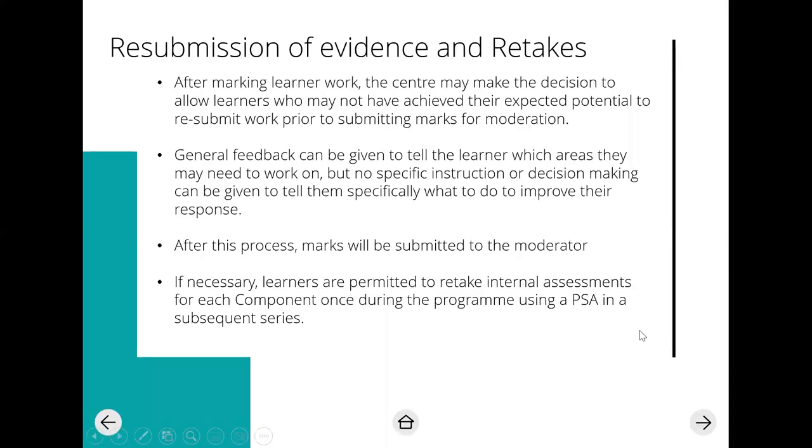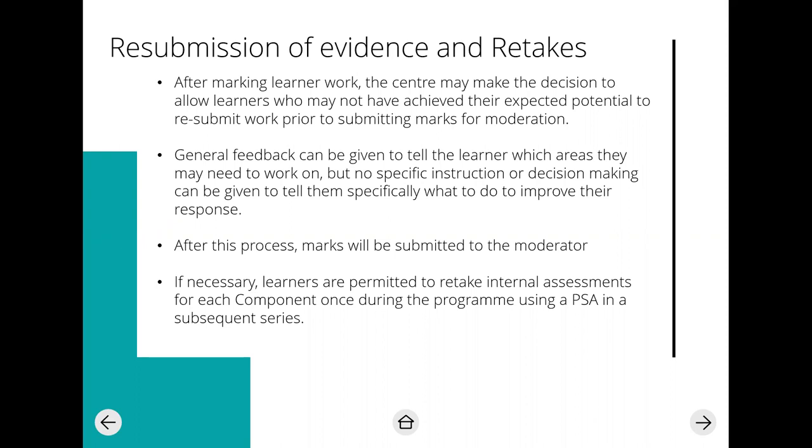Right. If you've got any questions, please do put them in the chat and I'll try and come back to them. I have now 17 minutes to go through the rest. Very conscious of the fact you will want your evening back as well. So we'll go through the rest of this. We get lots of questions about resubmission and retakes. Okay.